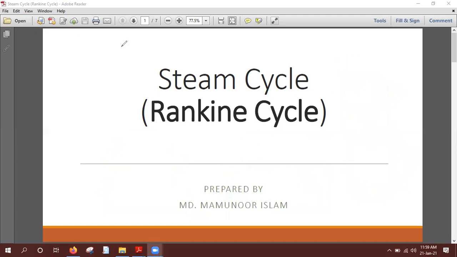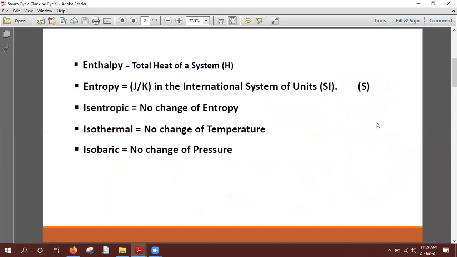Before going there, we need to know some of the terms of mechanical engineering. Just like we have voltage, current, power, energy, which are electrical engineering terms, there are some mechanical engineering terms we also need to know. These are the thermodynamics terms. The first term is enthalpy.